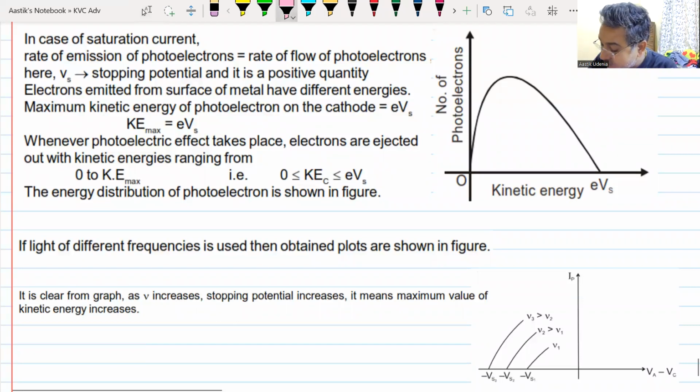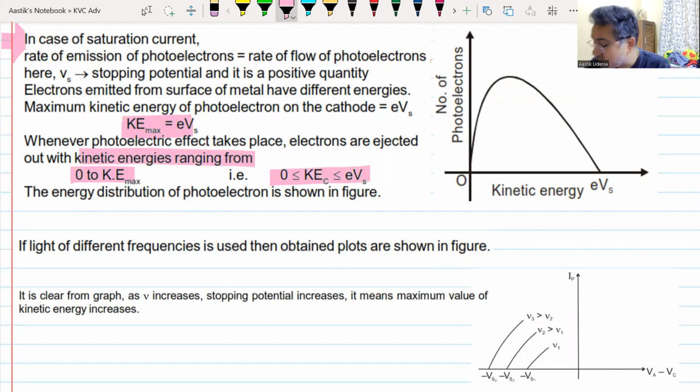These are the next sets of graphs. In the first set of graphs, what do you see? There's maximum kinetic energy. You just have to note the important point. Maximum kinetic energy is e times V naught. Now remember, this maximum kinetic energy is not the kinetic energy of all the electrons. The kinetic energy of all the electrons varies from 0 to KE max. Do we understand this? Yes.